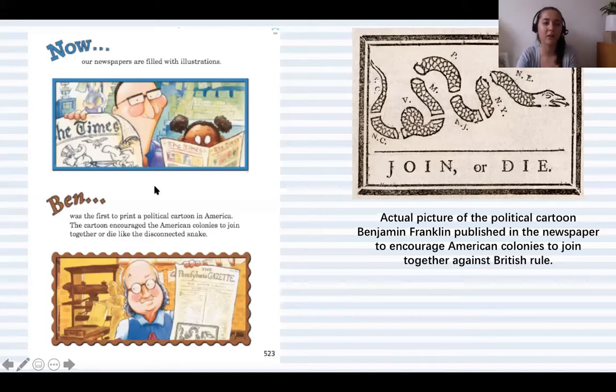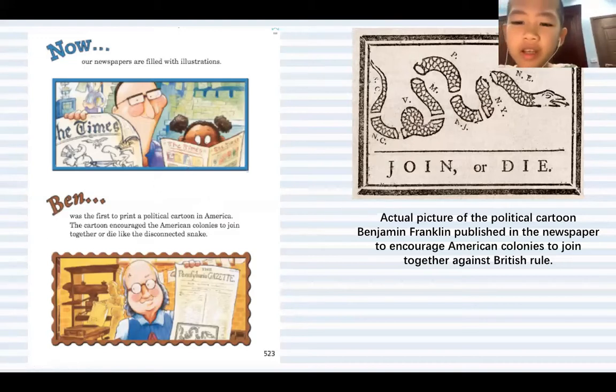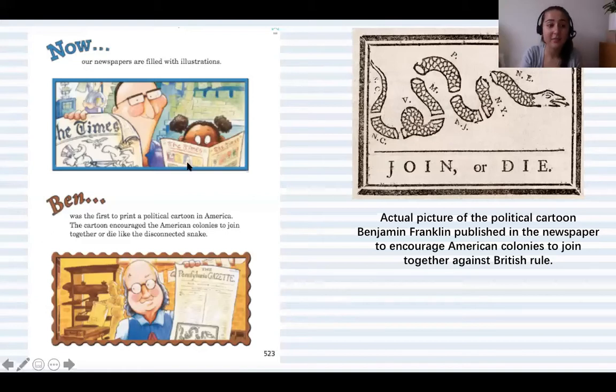What do we think of this cartoon? Hands up if you like this cartoon. Okay, good, lovely. Why do you like this cartoon, Billy? Oh, I like this cartoon because it is funny. Funny, very good. It's funny, it's clever. It's very clever as well.